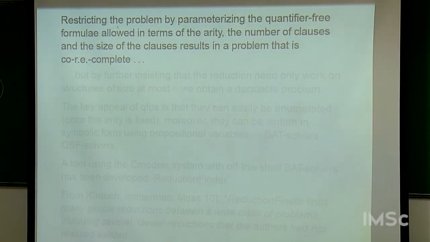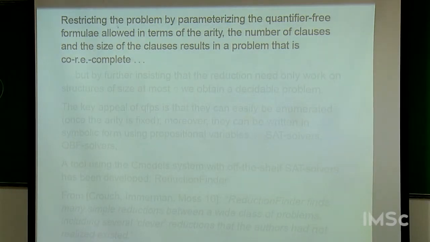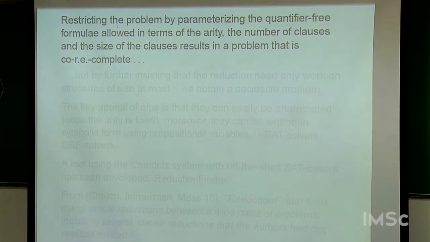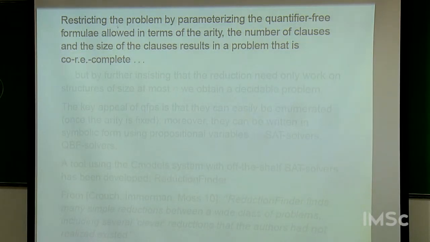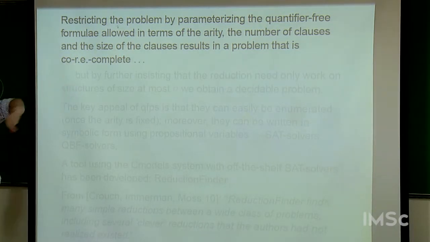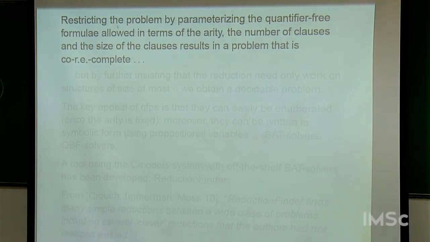So they restricted things, and they said, okay, let's use the arity as a parameter. So you can restrict the arity. You can restrict the number of clauses in your projective formula, the size of the clauses in your projective formula. And if they do that, okay, it drops the complexity, but it's still coNP-complete.